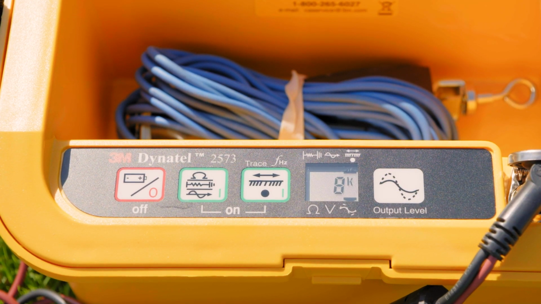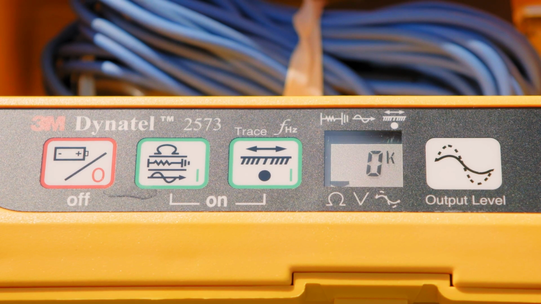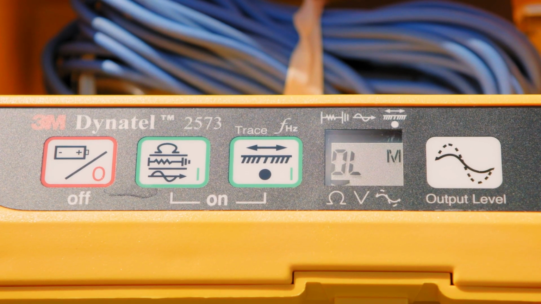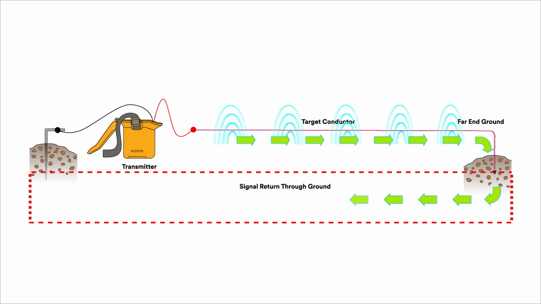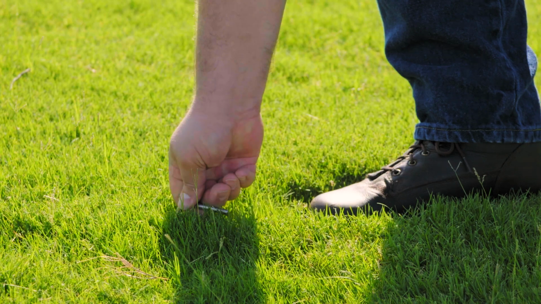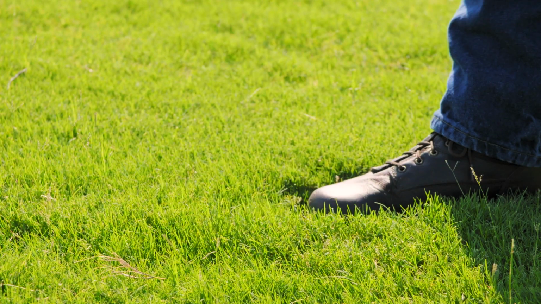If the resistance of the signal path is greater than 10K, or if the ohm meter displays OL, this could be an indication of an open line, or that the return path through the ground is very marginal or non-existent. You should attempt to improve the condition of the signal path.